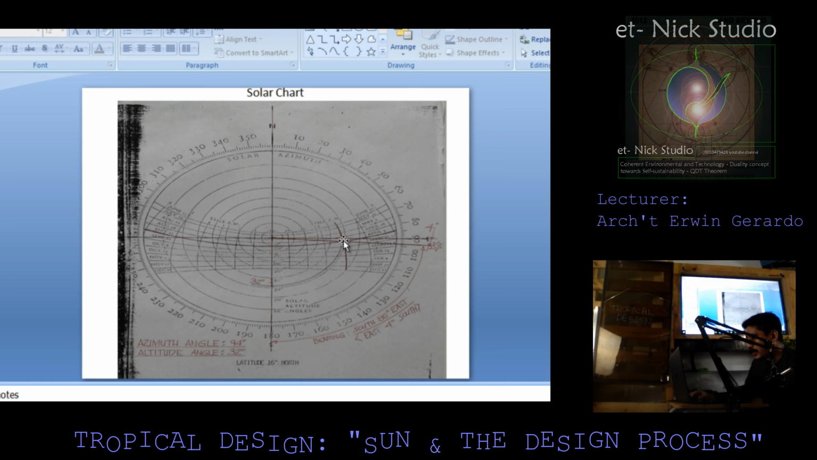So once again, once you have pivoted your compass, take note that this is the point of the compass and this is the pen of the compass. Once you plot it, it intersects at this boundary, which is considered to be your altitude angle, which is 32 degrees. So this is how easy and simple it is to use this solar chart.